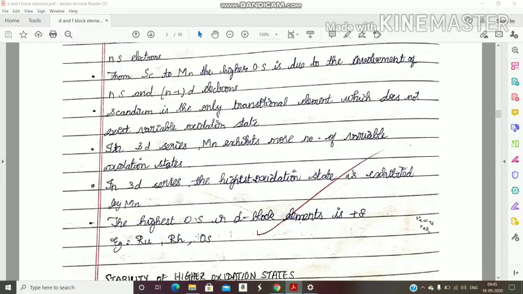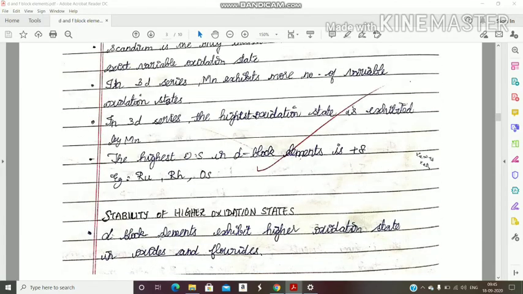Next, the highest oxidation state, this is an important point. The highest oxidation state in d block elements is +8. Which elements exhibit +8? Ruthenium, rhodium and osmium. These are the elements which exhibit highest oxidation state in d block.